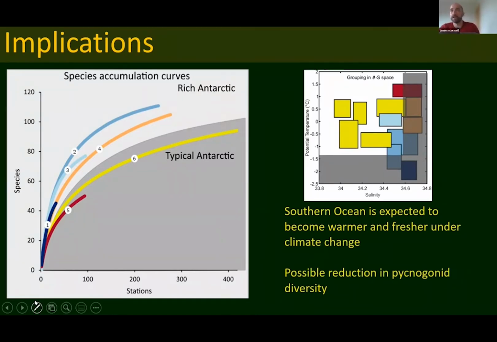So from the right-hand side there, you see I've grayed out a 1 degree increase in temperature and freshened it slightly as well. So you can see a large proportion of the assemblages may be under threat. So we may see a reduction of sea spider diversity in the future if they cannot adapt to change.